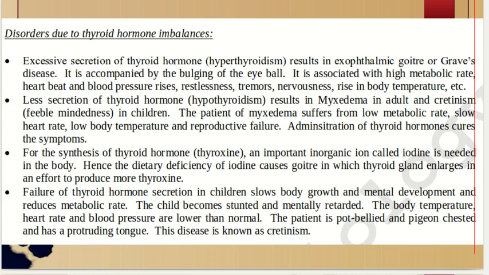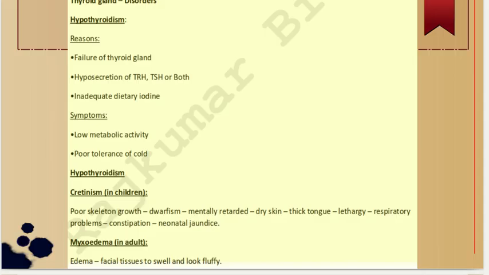in an effort to produce more thyroxine. The failure of thyroid hormone secretion in children slows body growth and mental development, and reduces metabolic rate. The child becomes stunted and mentally retarded. The body temperature, heart rate and blood pressure are lower than normal. The patient is pot-bellied and pigeon-chested and has a protruding tongue. This disease is known as cretinism. It is again due to the deficiency of thyroid hormone.